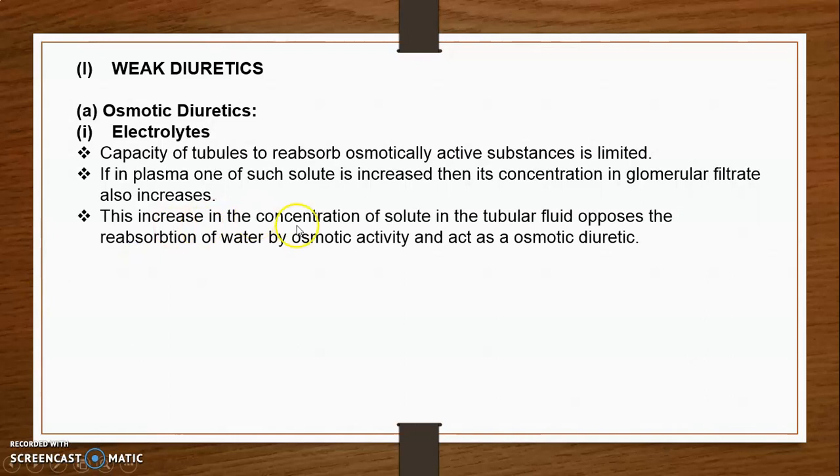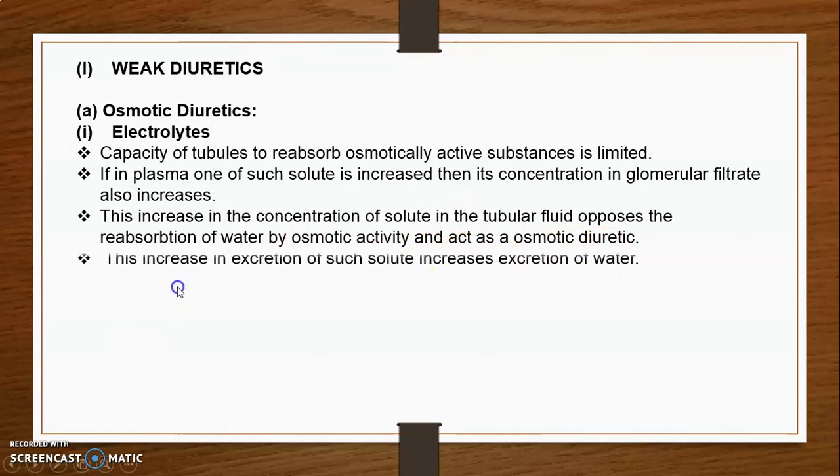Then this increase in the concentration of the solute in the tubular fluid opposes the reabsorption of the water, by the osmotic activity, and acts as an osmotic diuretic. That means water cannot be reabsorbed. That's why there is a loss of water by the urination process, and this happens because of the osmotic activity. So electrolytes are known as the osmotic diuretics.